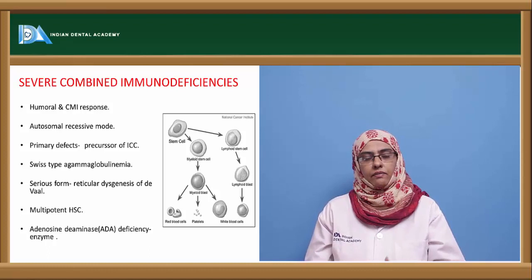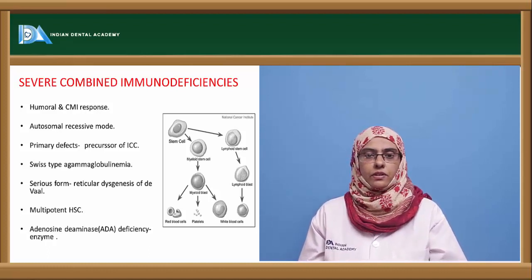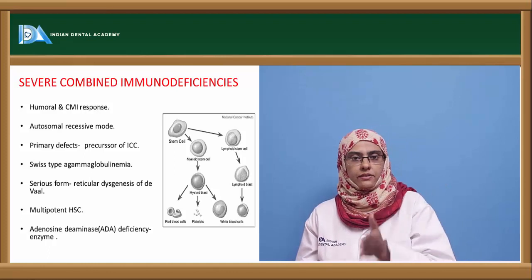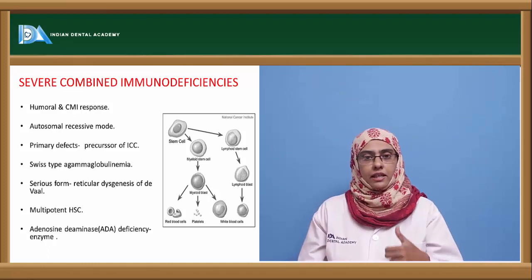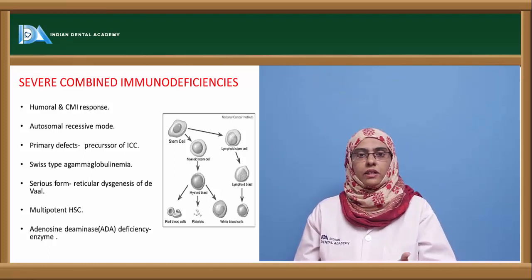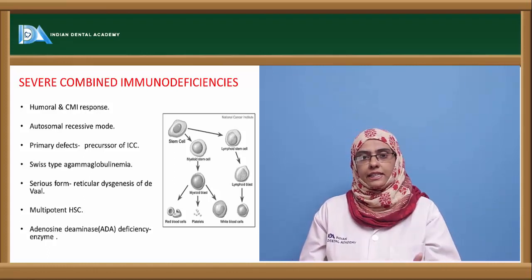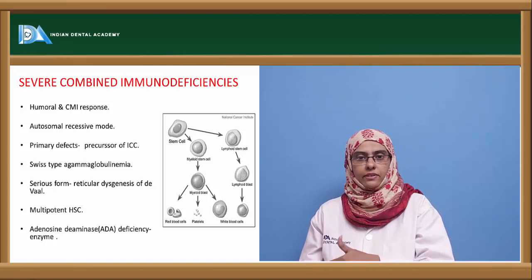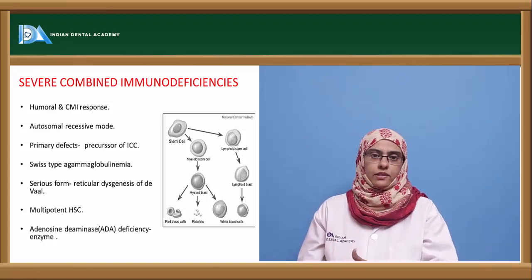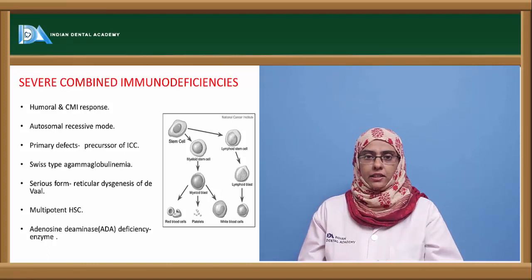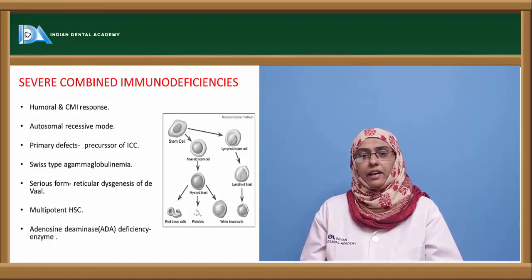As we know, the effector cells of the humoral immune response are the plasma cells. Plasma cells give rise to antibodies, whereas the effector cells of T cell mediated immunity are the Th cells or the Tc cells. Th cells release cytokines and activate the other cells of the immune system. Tc cells are the ones that are targeted against tumor cells or virus infected cells.